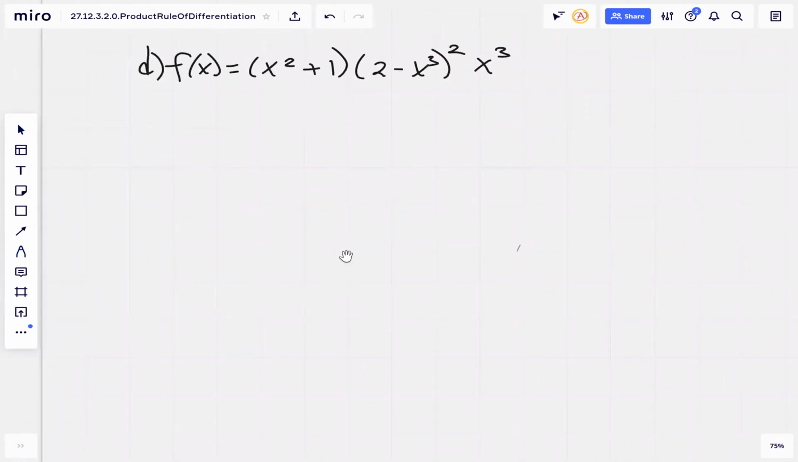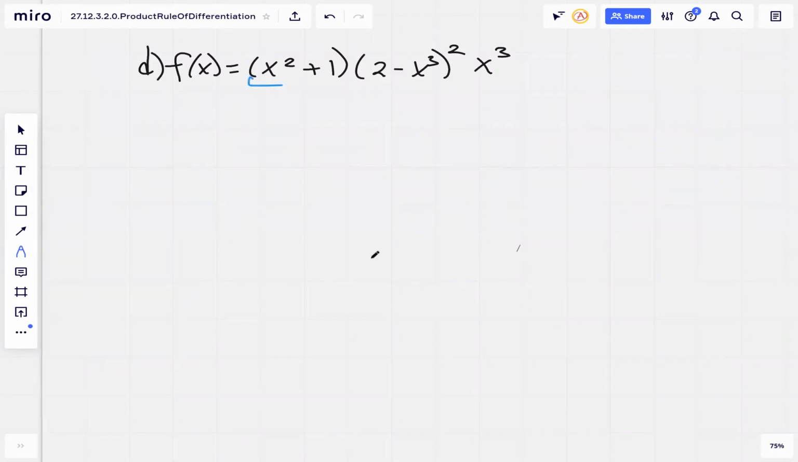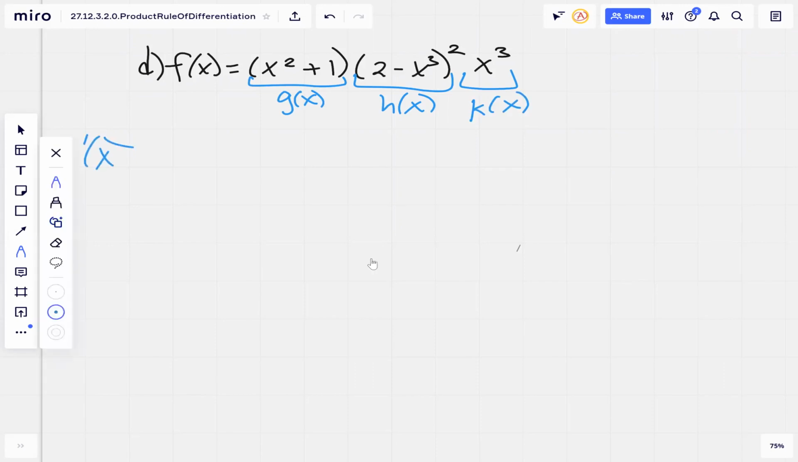All right, so now we have 3 functions. We've got a lot of work to do here. Let's pick a fun color. How about blue? This time we have a G, we have an H, and let's use K for the third. For F prime, we could write out the general form, but it ends up getting a bit laborious, so let's not do that.